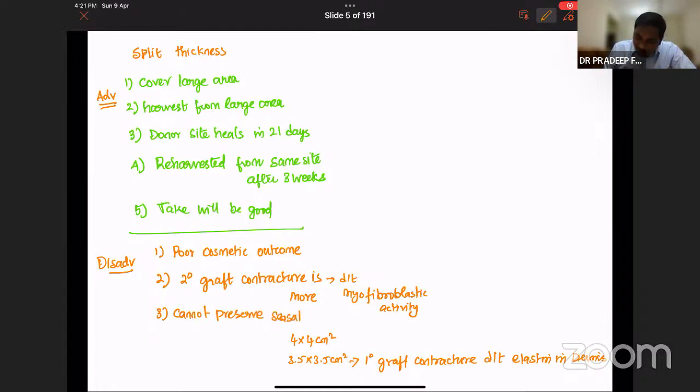Whereas the full thickness skin graft contains more dermis, so it contains sweat glands, sebaceous glands, as well as the nerves, vessels, and hair follicles. So it will have a better color match, better cosmetic outcome, and it preserves the sensation. It can sweat, it can develop hair also. Those are the advantages of full thickness, which will be absent in split thickness because they don't have the dermis.